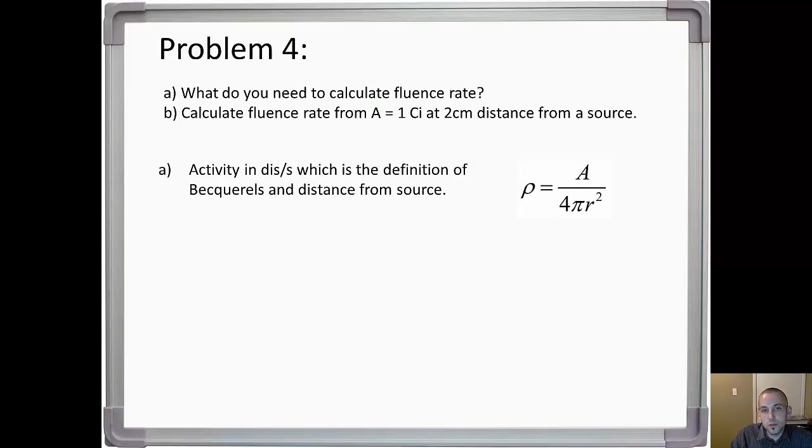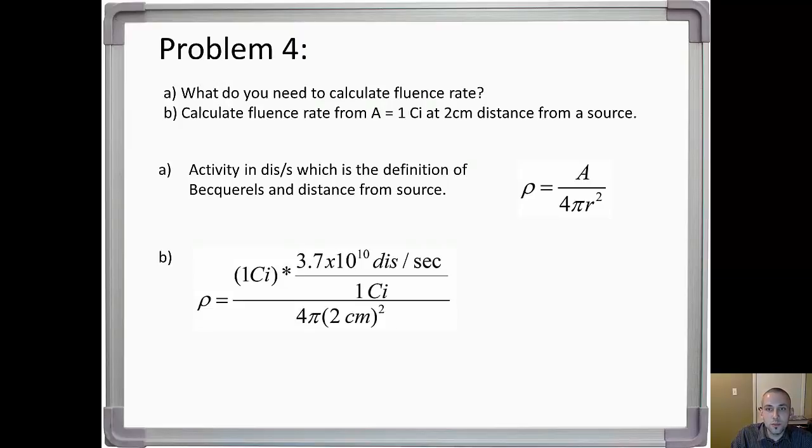So let's say we want to calculate fluence rate from an activity of 1 curie at a 2 centimeter distance from the source. How would you do that? You just use that formula. You put in 1 curie for activity, but you have to convert to disintegrations per second, which is the conversion for Becquerel, and at 2 centimeter distance. So it's 4 pi times 2 centimeters squared. And you get your answer of 7.36 times 10 to the 8th centimeters to the negative 2 seconds to the negative 1.